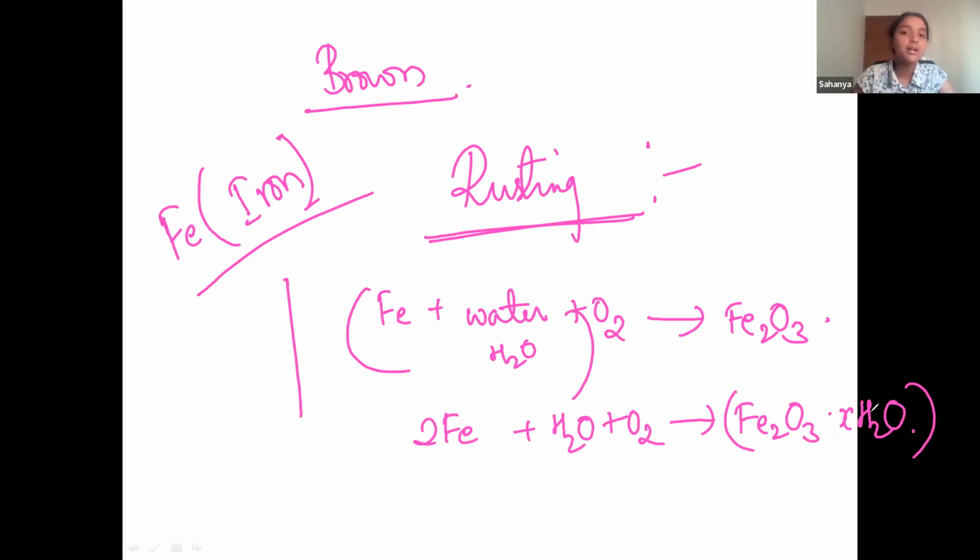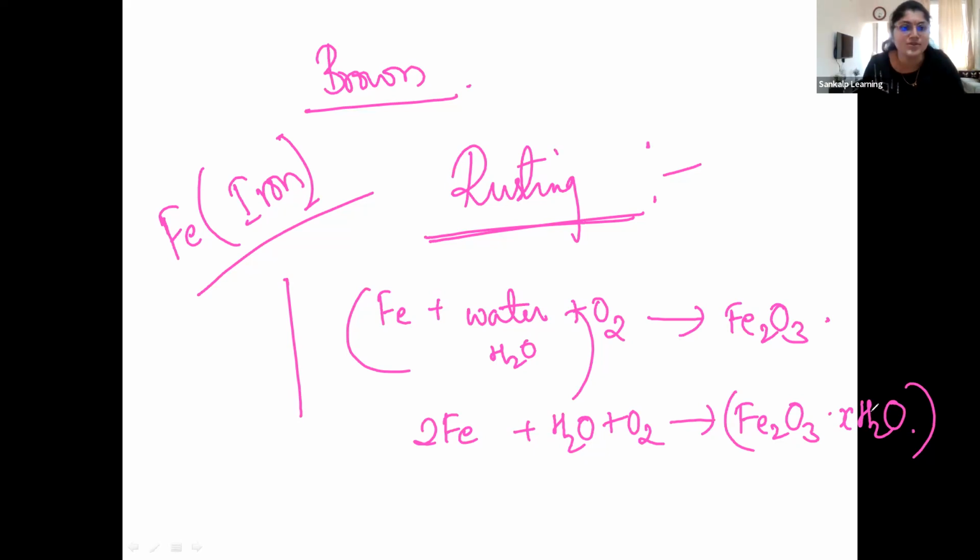Can you measure water? No, it is given as X water. You cannot tell how much water has reacted. In the first one, they've only given ferric oxide, and in the second one, they've given the hydrate, hydrated water, because it is associated with water molecules. But how many moles of water are associated, we don't know.